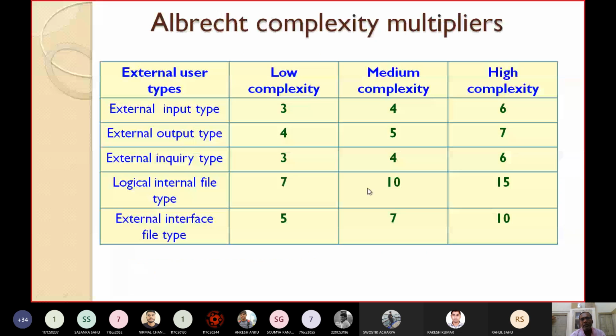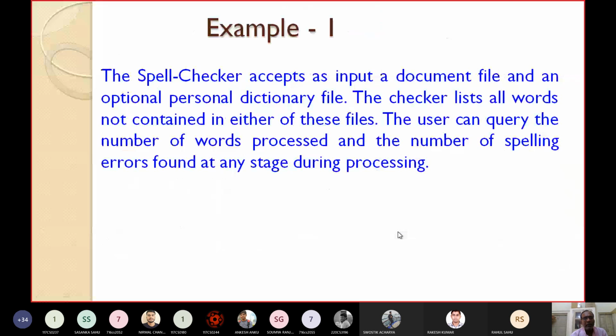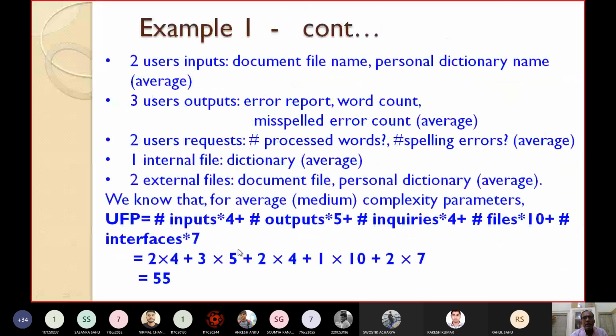The complexity factors I have already given here. And since all are of medium, these values I will take. That is for input it is 4, for output 5, for inquiry 4, for file it is 10, and for interface it is 7. Let's use those values. So now let's see how many number of inputs. Please see how many? 2.